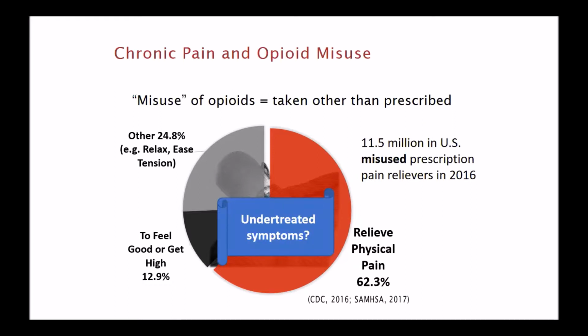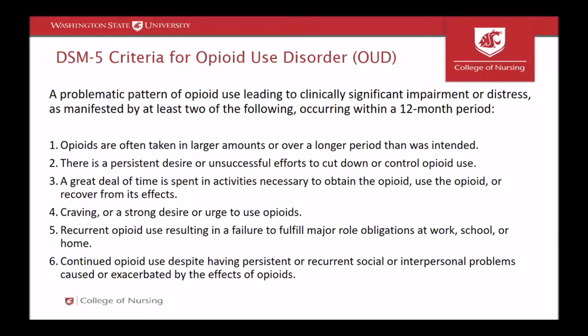And in some cases, it may be because they feel their symptoms are not being managed appropriately without having to take that opioid other than prescribed. I think it's important to take a look at the DSM criteria for opioid use disorder. And I truly wonder whether this is going to change again in the next decade or so as we understand more about people who have been on long-term opioids for pain.